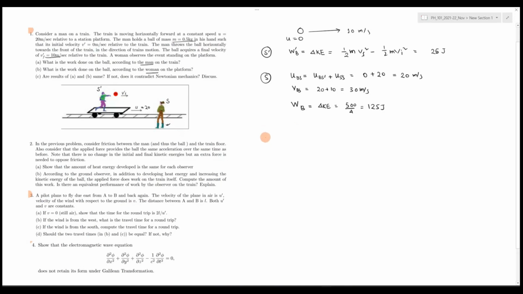So you cannot say that it contradicts Newton's mechanics. So what is this difference? Why is there a 100 joule difference in both the answers? Because in the train frame the train is not moving, but from the station frame the train is moving, and that is why the work done by the train on the ball also comes into the picture from the station frame. Exactly. Is it clear, everyone?